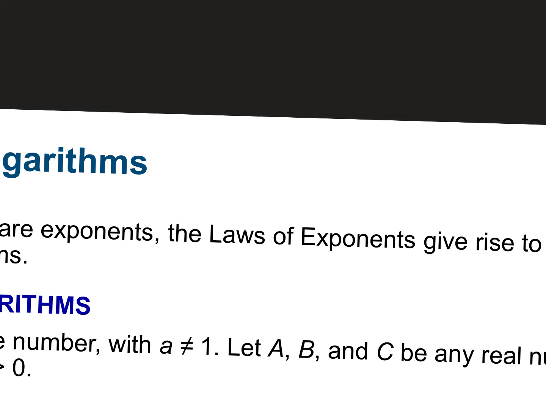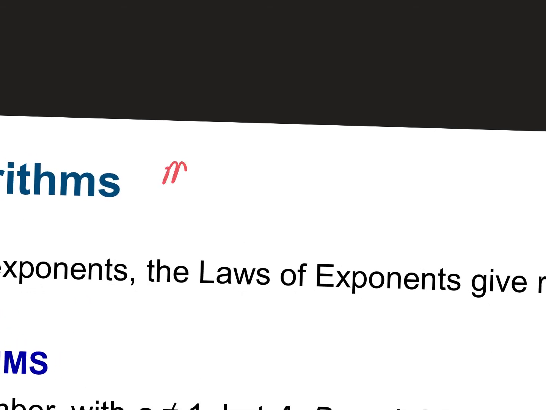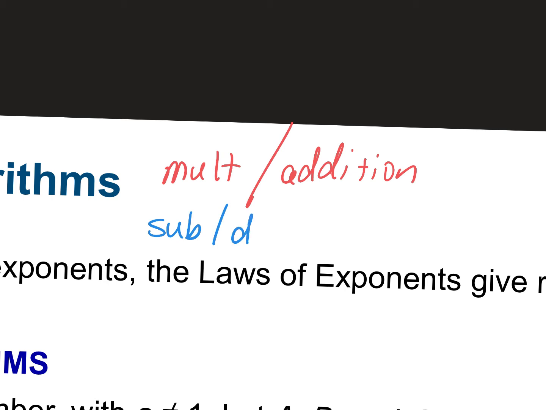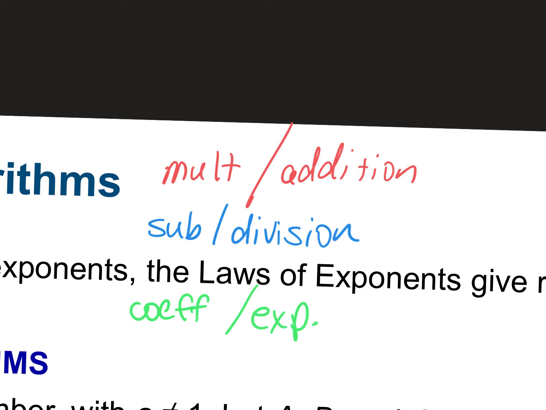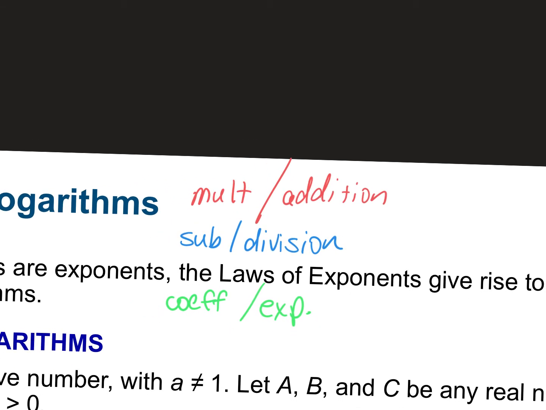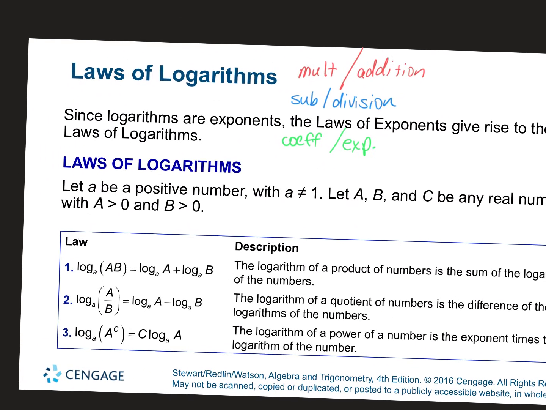from this lesson. What I want you guys to write down with me is: multiplication goes with addition. Subtraction goes with division. And coefficients go with exponents. Multiplication and addition are together. Subtraction and division together. Coefficients and exponents together. All right? Very important that you remember those 3 things. Now you've learned everything you need to know.